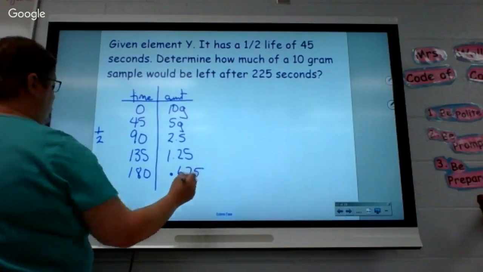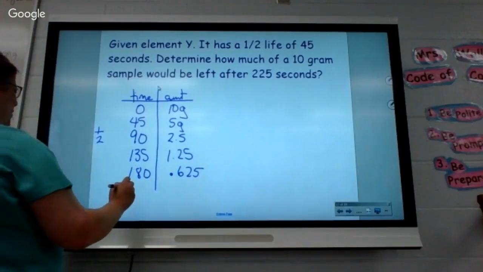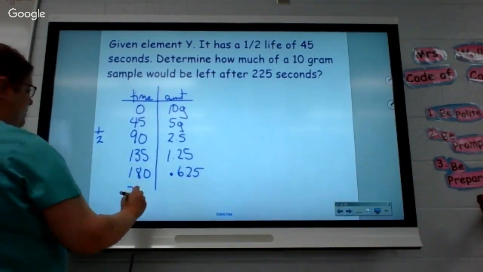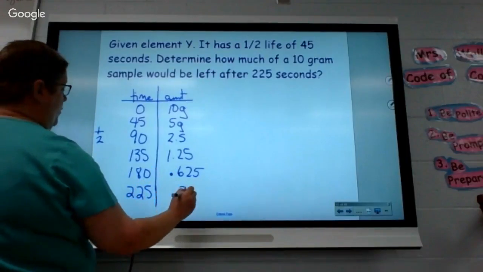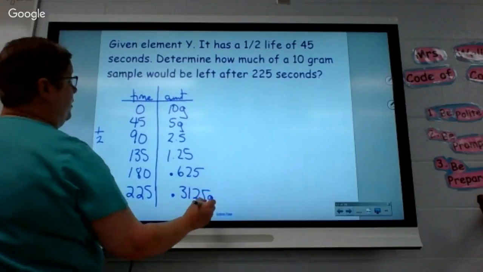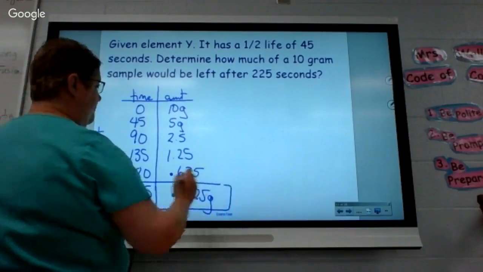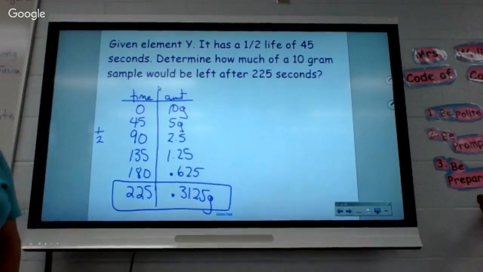0.625. All right, add 45 again. 225. What's left? 0.3125. Is that what they wanted? Everybody got it? Feel good about half-life?